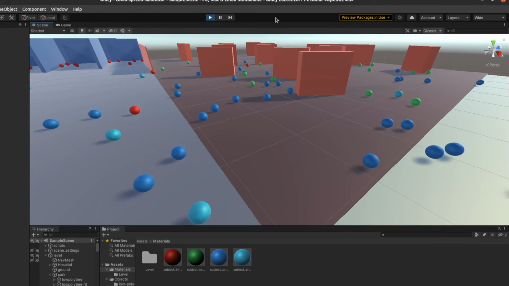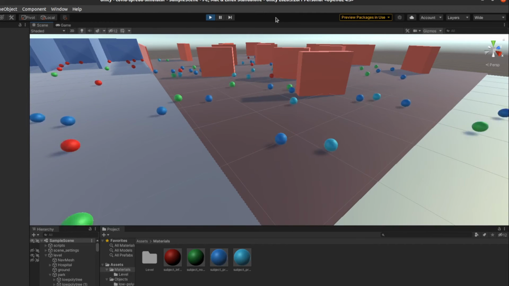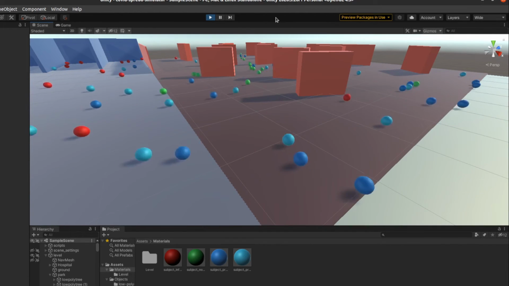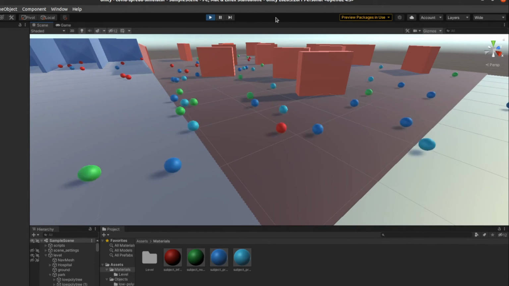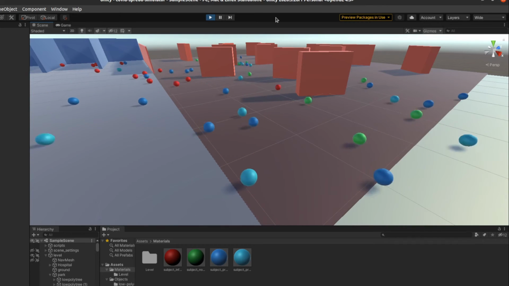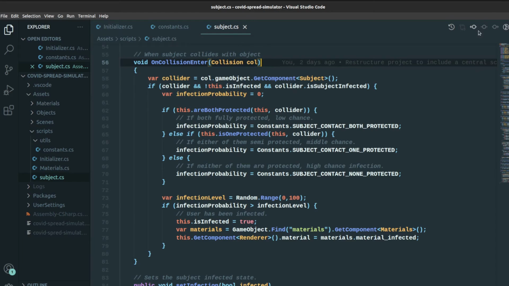When 2 subjects collide with each other, there is a block of logic that gets executed to determine if the virus has passed from one subject to another. If none of the subjects are infected, then there is no chance to spread the virus. However, if one of them is actually infected, then the simulation has to decide whether to spread the virus or not, based on its subject profile.